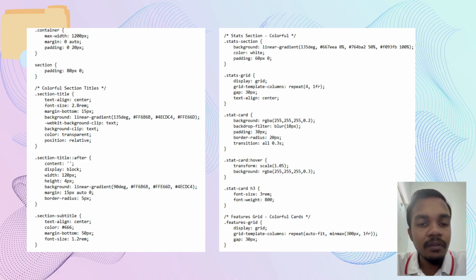Finally, we establish a beautiful glassmorphism effect on the individual step cards by combining a semi-transparent RGBA background with a backdrop-filter blur of 10px, and we top it off with a smooth 0.3 second transition that scales the cards up on hover for an interactive premium user experience.